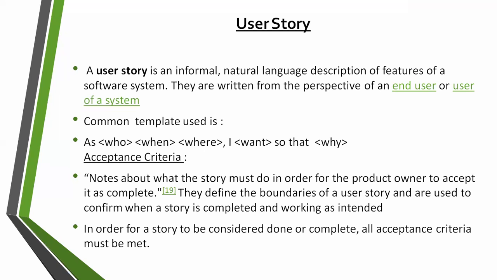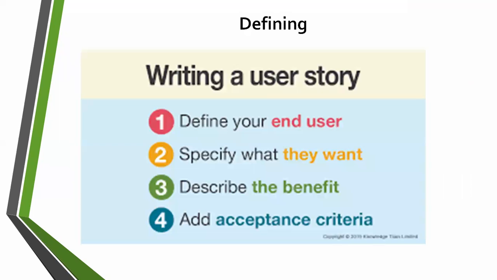So can we move ahead? So, writing a user story. I told you, why are we writing a user story? Because it is nothing but the description of a feature, right? Description of a feature means, at the end of the day, it should be used by the end user itself. Fine. So you need to define your end user who is going to use that.